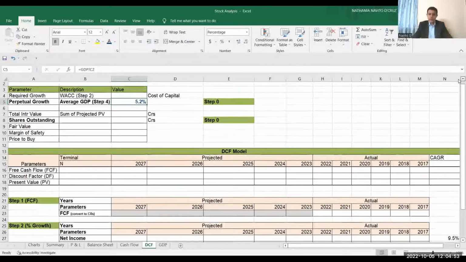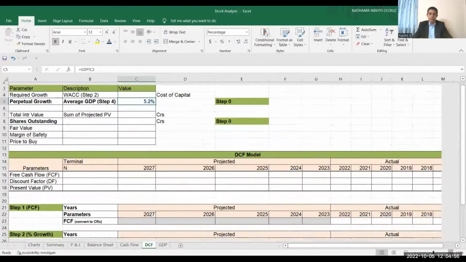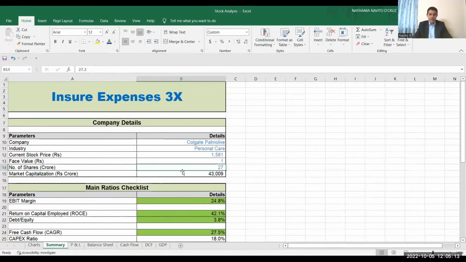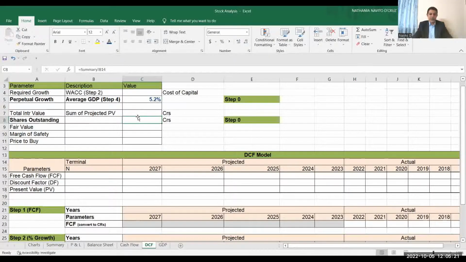Now that we know our perpetual growth rate, let me increase the font size. I hope it's visible. Okay, how do we identify our shares outstanding? Quickly go to nsc.com or the annual report and you find the shares outstanding of the company. But in our Excel sheet, we have already populated this value in our summary, shown here as number of shares in crores. This is the same value which we look up in our DCF Excel sheet. I will highlight it in blue: 27.2 crores number of shares.